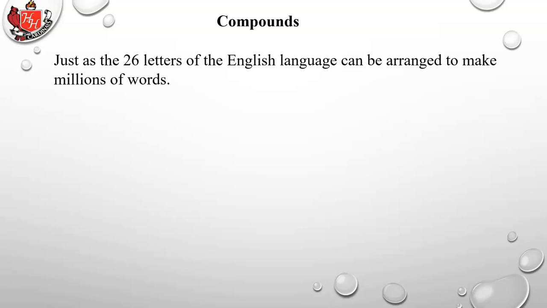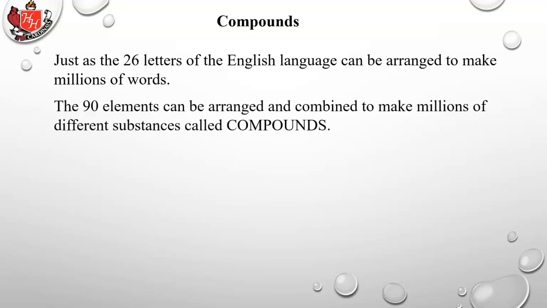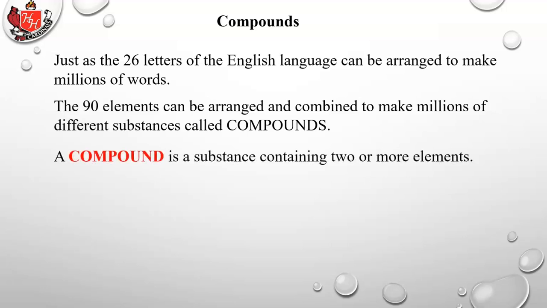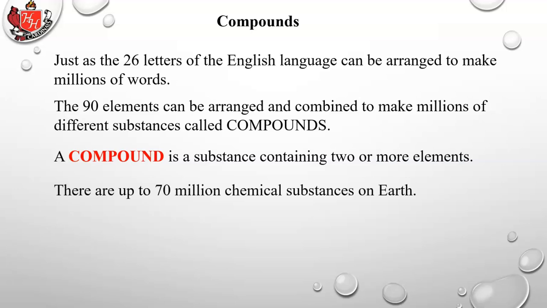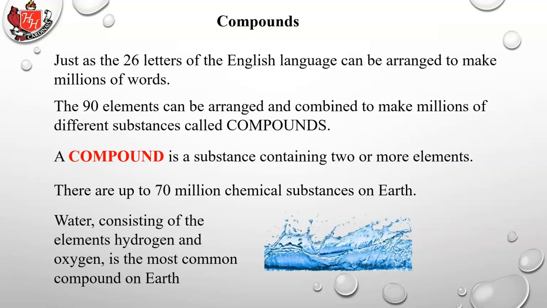Just as the 26 letters of the English alphabet can be arranged to make millions of words, the 90 elements can be arranged and combined to make millions of different substances called compounds. A compound is a substance containing 2 or more different elements. There are up to 70 million substances on Earth. Water, consisting of the elements hydrogen and oxygen, is the most common compound on Earth.